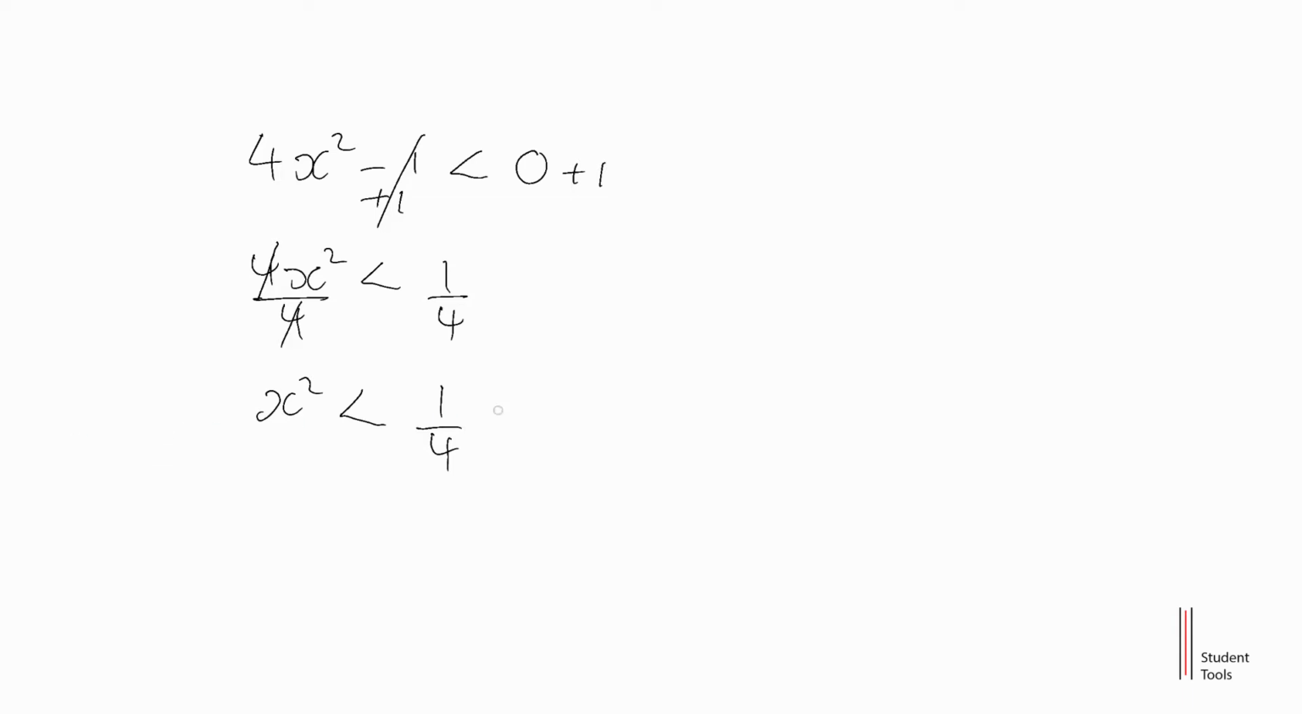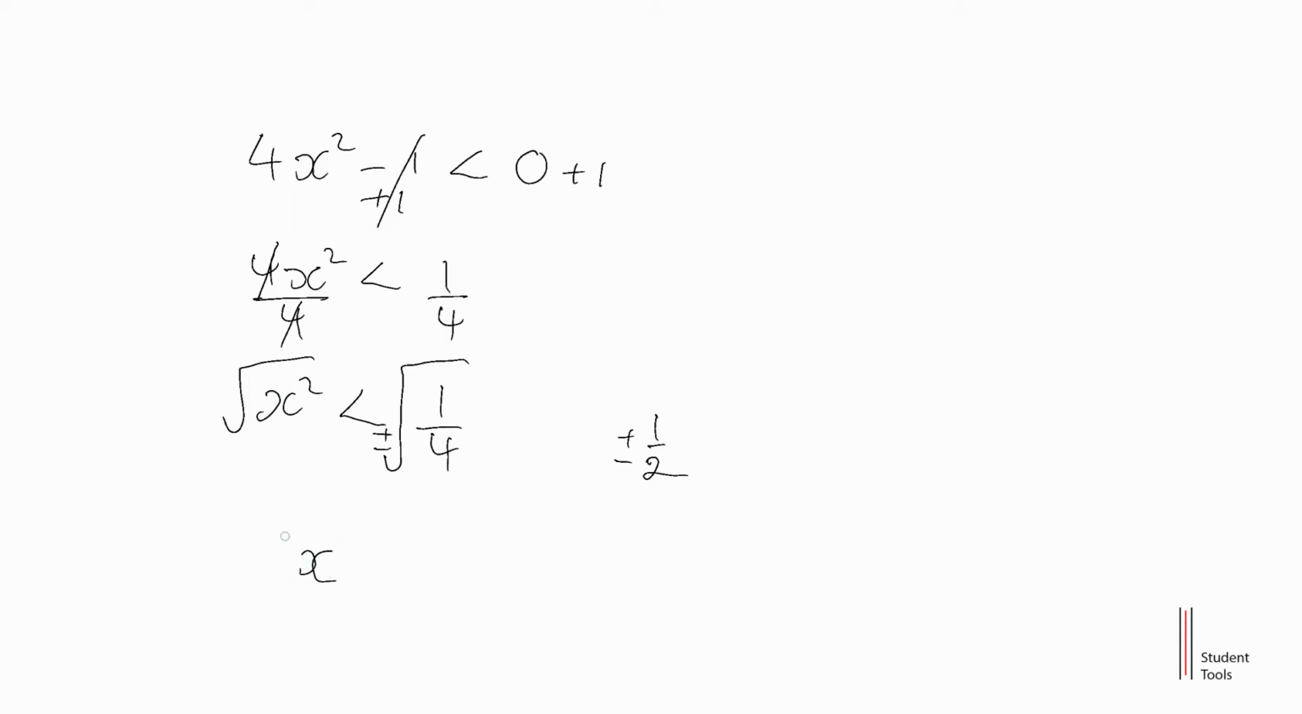So to get rid of the square, we will have to find the square root of x squared, and if we do that, we have to do that here as well, and we have to get the positive and the negative root of 1 over 4. So what's the positive and negative root of 1 over 4? That is plus or minus 1 over 2.